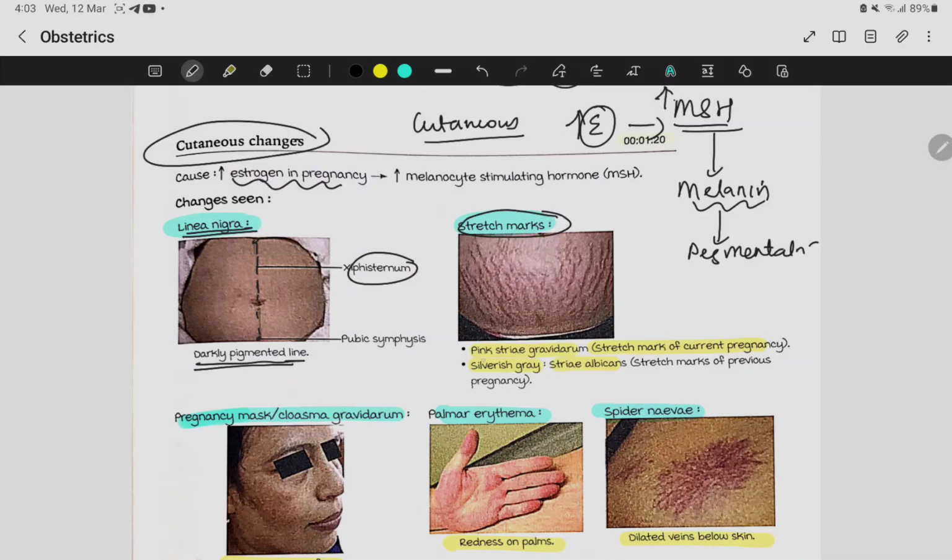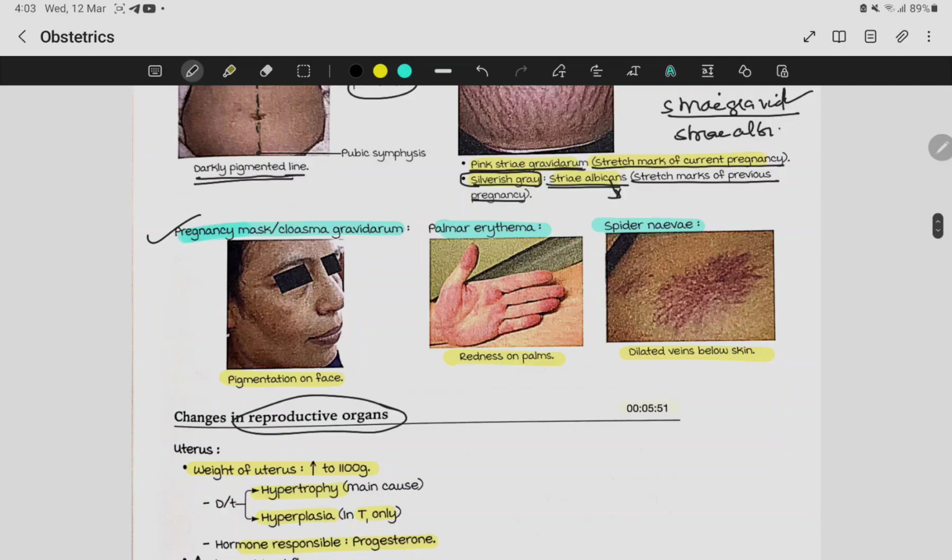Coming to the next skin change, there are stretch marks. The stretch marks of the current pregnancy are called stria gravidarum, and the silvery gray ones are called stria albicans. Albicans means white or gray, silvery white or gray. These are the stretch marks of the previous pregnancy. So stria gravidarum is of the current pregnancy, whereas stria albicans is of the previous pregnancy. Then we have melasma or cloasma, that is pregnancy mask or cloasma gravidarum, a pigmentation seen on the face in pregnancy.